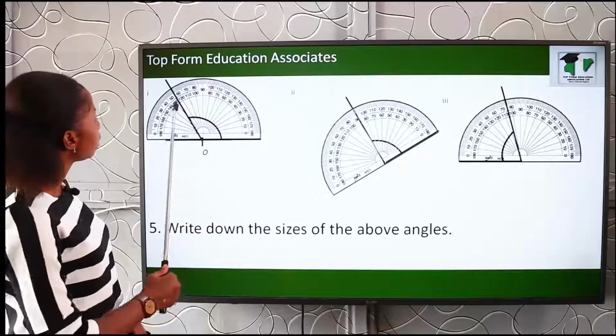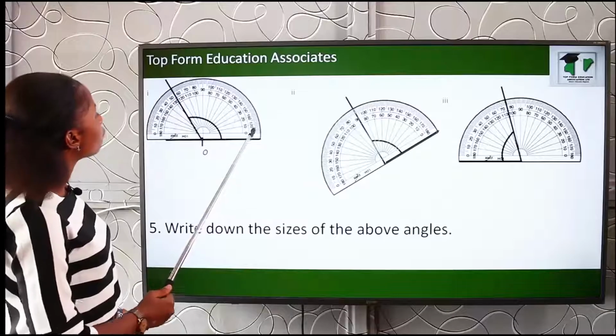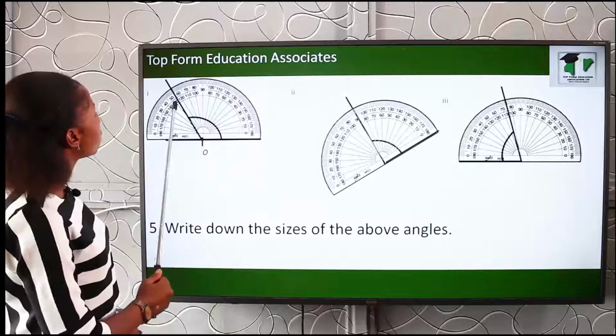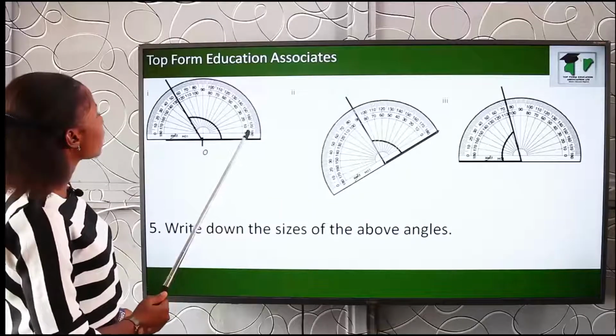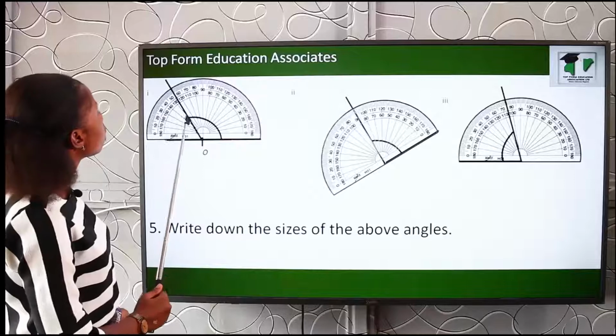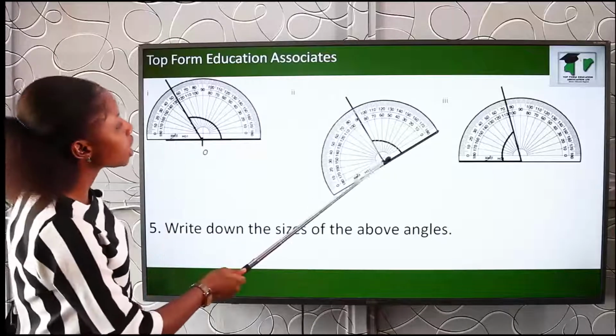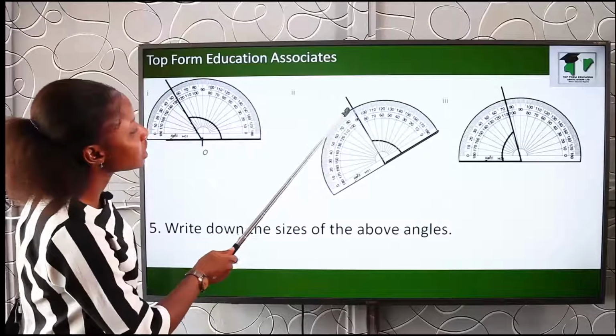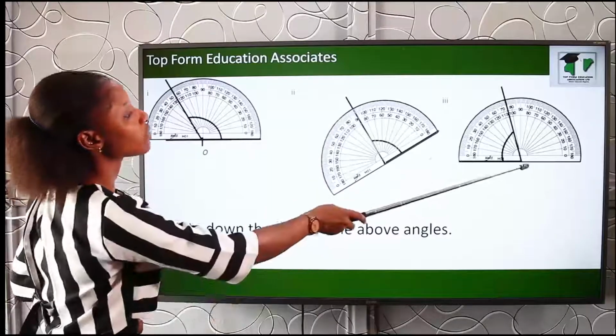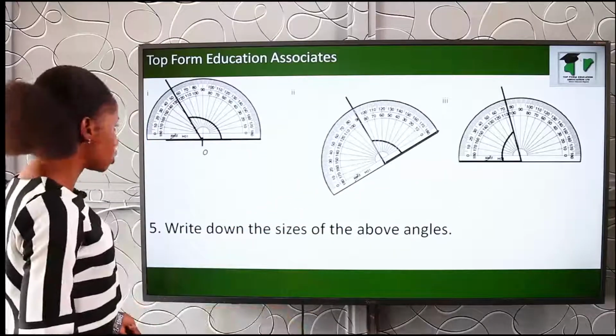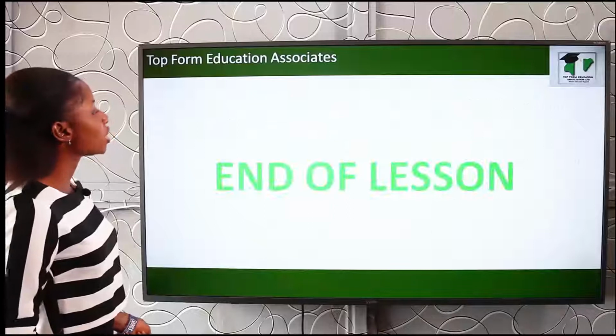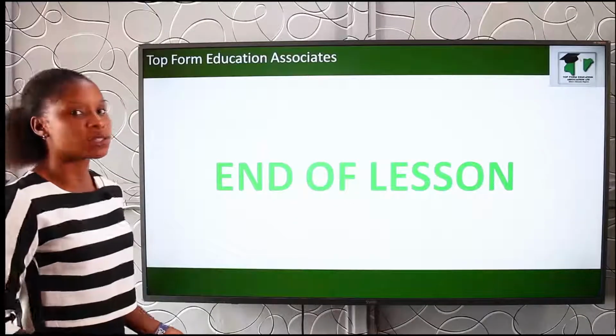125 degrees, we read anti-clockwise, we read the inside scale for anti-clockwise rotation. We have 125 degrees. Here we have 97 degrees, and here we have 75 degrees. So if you got that correct, please clap for yourself.